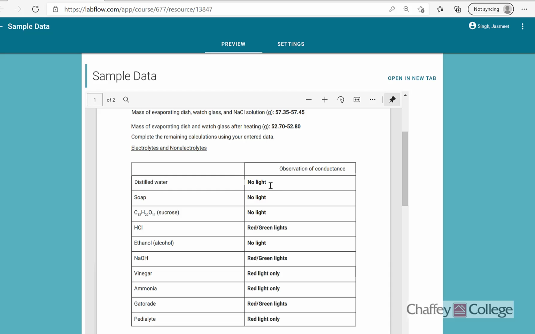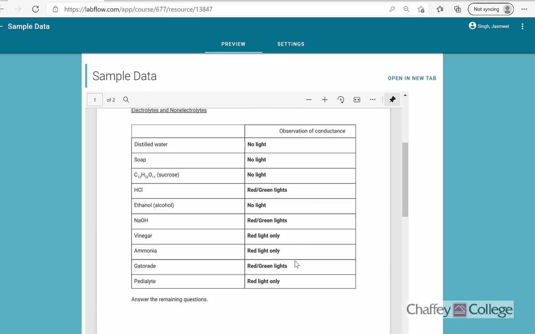For part 2, the data given is whether the light was turned on or not. For distilled water, no light. Remember, no light means it's a non-electrolyte. Green light means it's a strong electrolyte, and red light means it's a weak electrolyte. In the case of a strong electrolyte, both red and green lights will work, but if only the red light works, then it's a weak electrolyte.